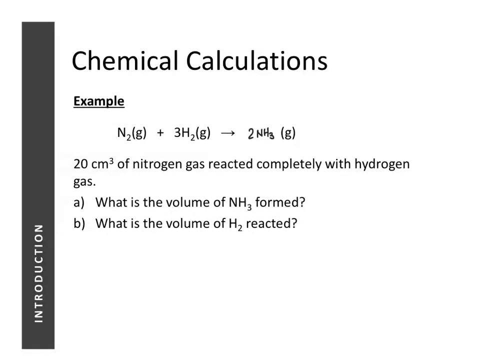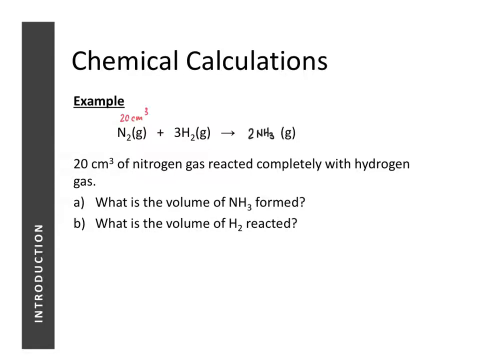Now in this question we are looking at the formation of ammonia from nitrogen and hydrogen, right? And then we are given that 20 cm³ of nitrogen was reacted completely. Alright, so now the question requires us to find the volume of ammonia formed and the volume of H2 that is reacted. Okay, we can use the 3C approach again to solve this question.